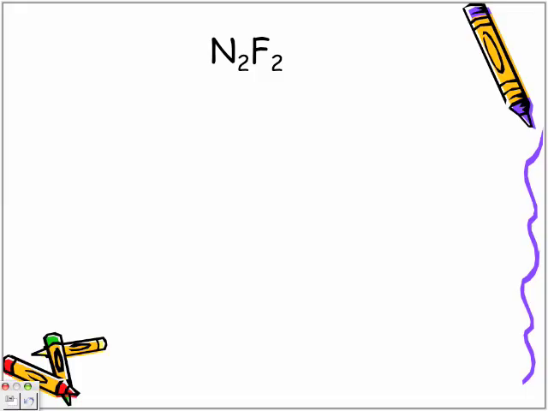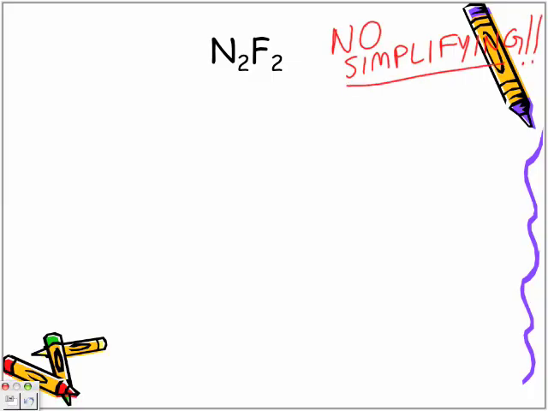N2F2. Now, normally in ionic compounds, we would be simplifying something like this. But in covalent compounds, let me write it in red, there is no simplifying. So we keep it as N2F2. Remember, no simplifying in covalent compounds.